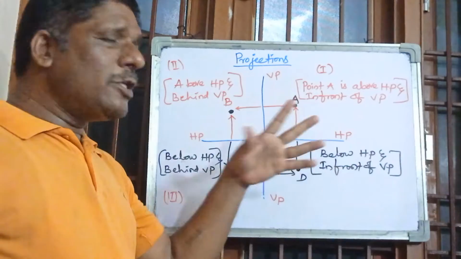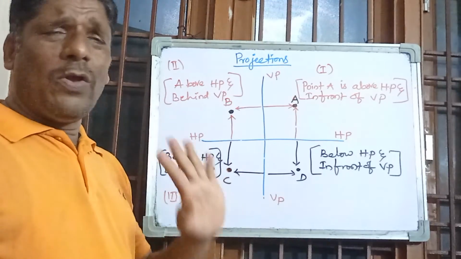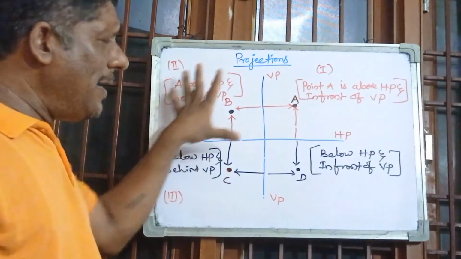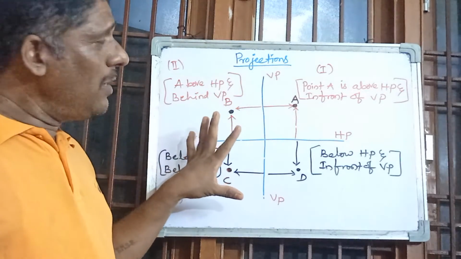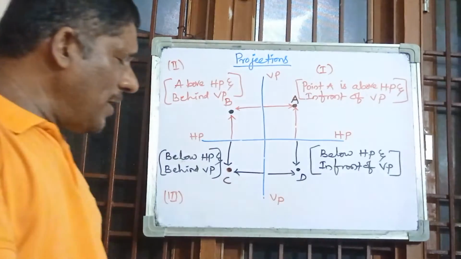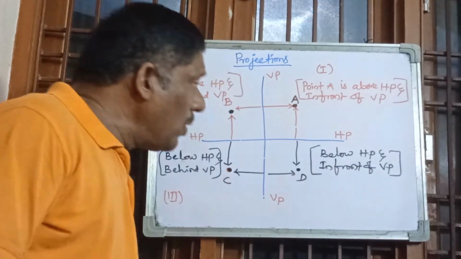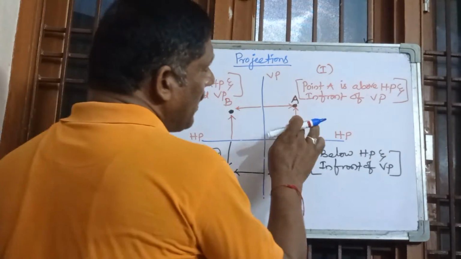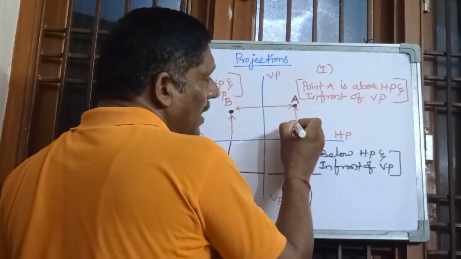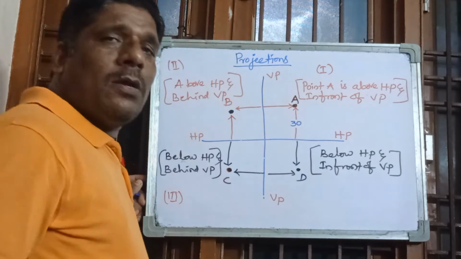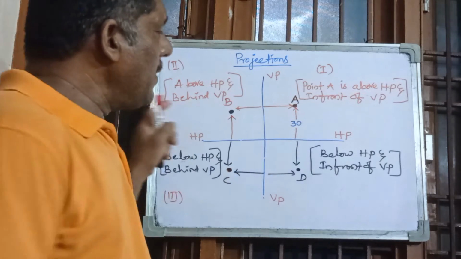So whatever is above HP, in front of VP, behind VP, below HP, everything we will get. So with this we will get 90% of the data. It is clear up to now what we discussed. But the only small lagging point is, above HP means how much distance is it? Suppose in an examination or in projection of points, a point A is given 30 mm above HP. So directly you can analyze the point A is 30 mm above HP.